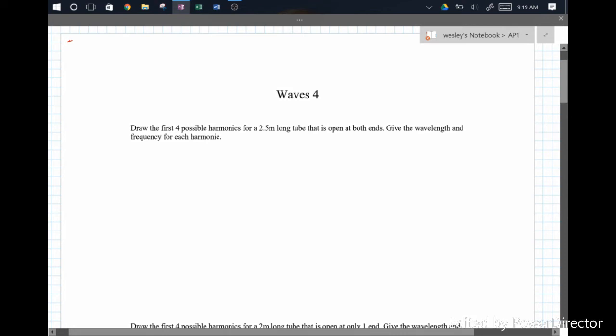All right, this is waves 4. So let's start doing the first harmonics for a tube that is open at both ends. We want the wavelength and frequency for each one. I didn't put it on the worksheet, but what we need to do is assume that the velocity of sound for this whole thing is 343 meters per second. That's going to help when we're making the calculations, but that's really the only thing that's going to help.